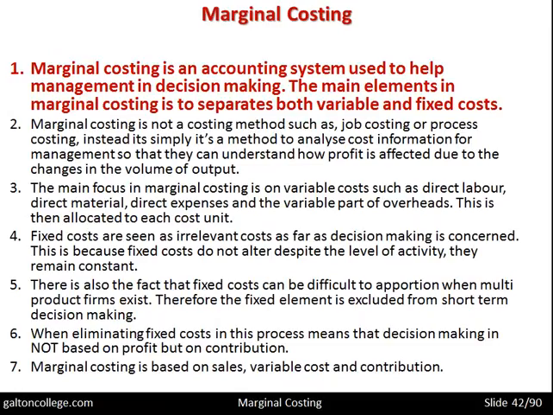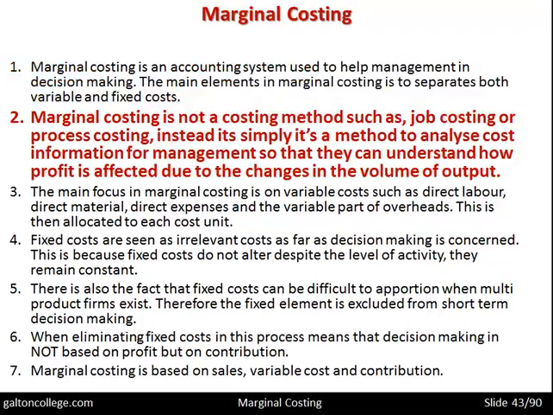Now, marginal costing. Well, marginal costing is an accounting system used to help management in decision making. The main element in marginal costing is to separate both variable and fixed costs. So when we think of marginal costing, we should immediately think about separating out fixed and variable cost. Seeing what costs are fixed, what costs are variable. That's our first port of call. That's what we should do initially.